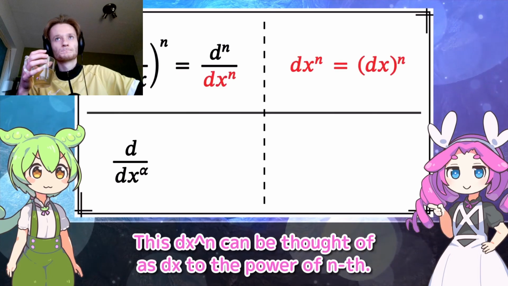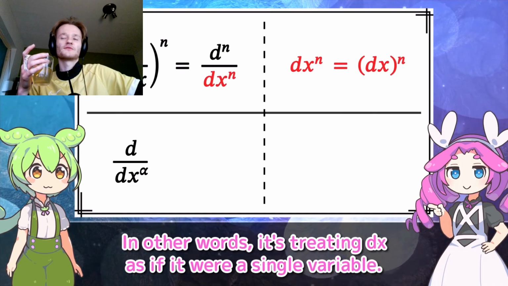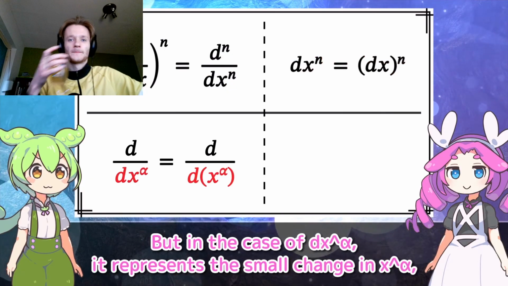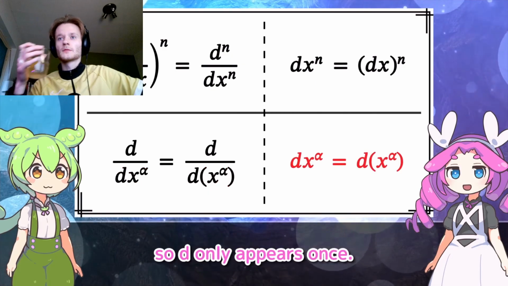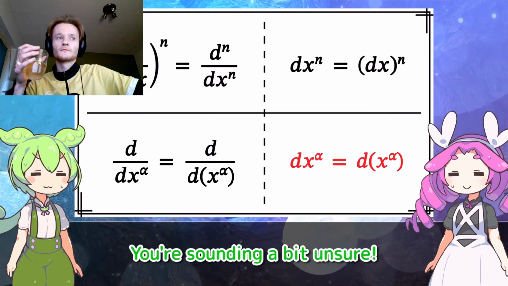This dx^n can be thought of as dx to the power of n, and n has to be an integer. In other words, it's treating dx as if it were a single variable. But in the case of dx to the alpha, it represents the small change in x to the alpha, so d only appears once. At least, that's what I think, but please leave a comment if I'm wrong. You're sounding a bit unsure.